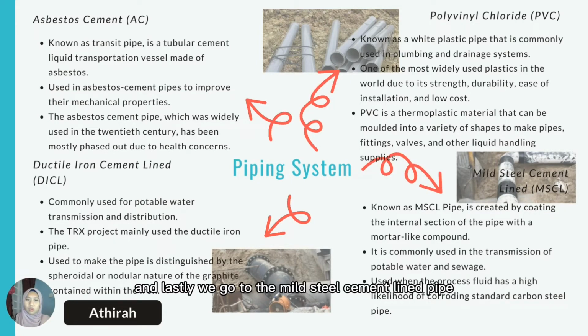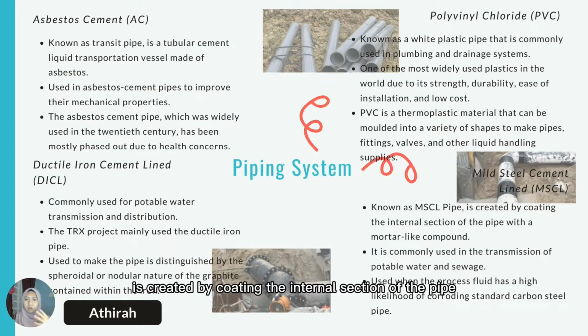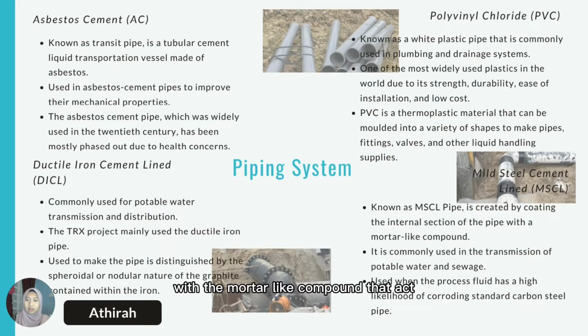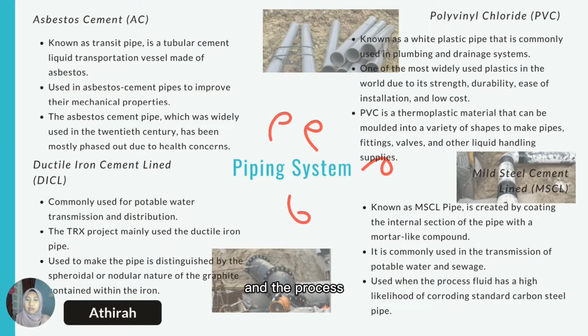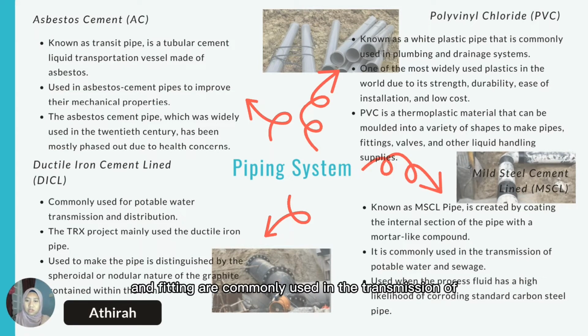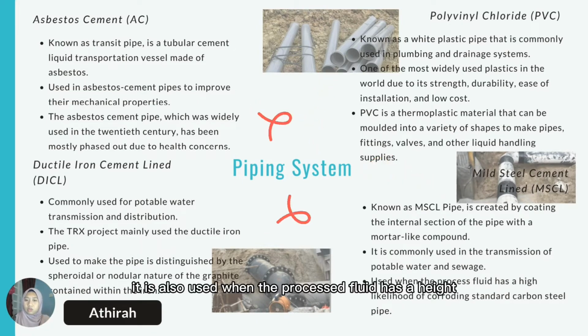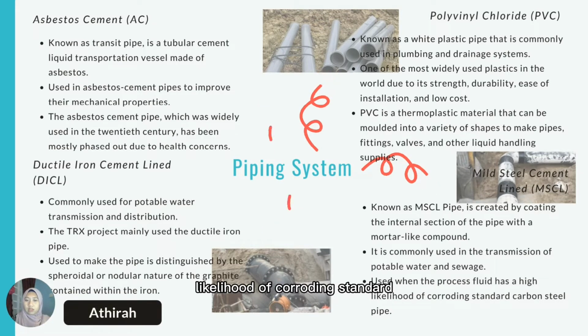And lastly, we go to the mild steel cement line pipe. It is created by coating the internal section of the pipe with a mortar-like compound that acts as a barrier between the carbon steel pipe and the process. Mild steel pipe and fitting are commonly used in the transmission of potable water and for sewage. It is also used when the process fluid has a high likelihood of corroding standard carbon steel pipe.